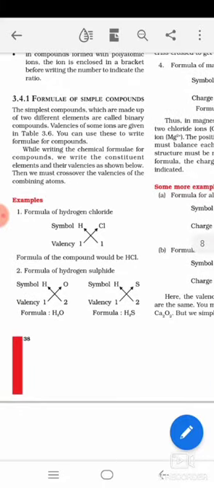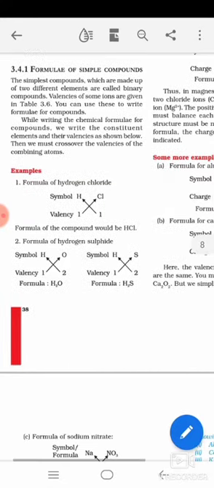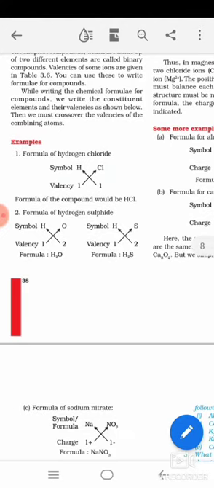Now let's start. How can we write the formula of a simple compound? A binary compound means a compound having two different elements. AB is a binary compound. CD is a binary compound. H2O is a binary compound, and so on. HCl is also a binary compound.